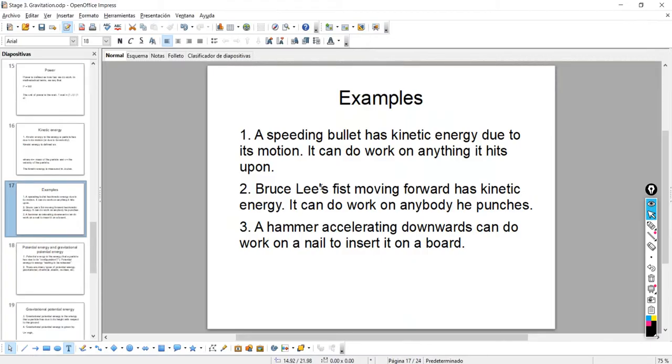Okay. Number 3, a hammer that is accelerating downwards can do work on a nail to insert it on a board. I believe I already told you about this example, but let's go over it once again. So imagine you have a board and you have a nail on top of it, like that. But this nail is not yet inserted on the board. It's just barely, just a little bit, just enough so that it can stand vertical. And then you have a hammer in here.